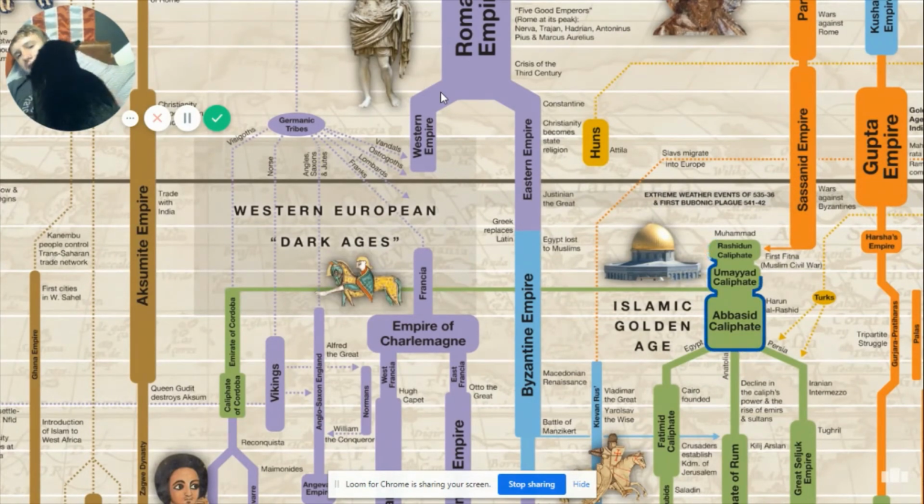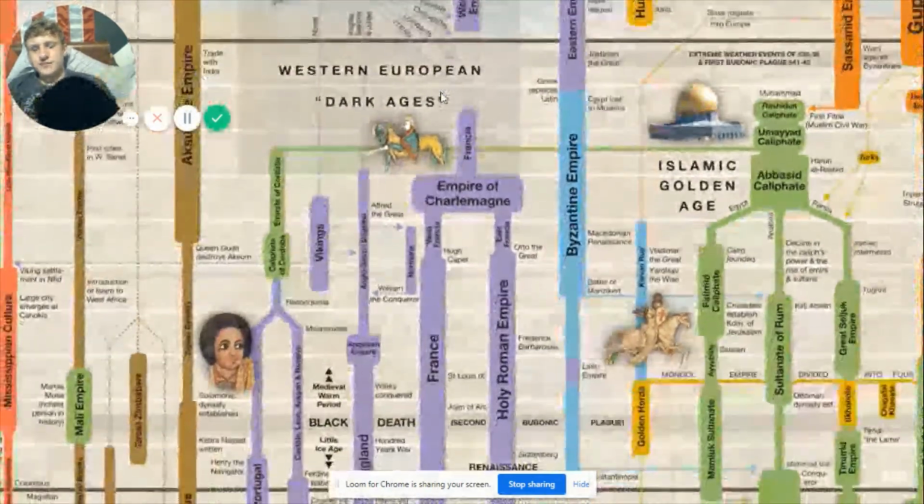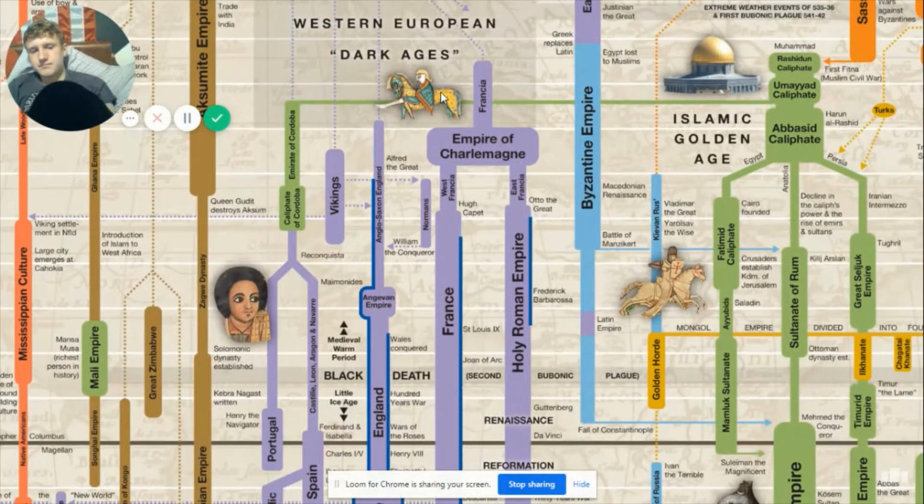But while Islam was expanding in the Middle East, Christianity was expanding in Europe. Eventually, areas that started out as barbarian kingdoms evolved into major powers such as England, France, and the Holy Roman Empire.